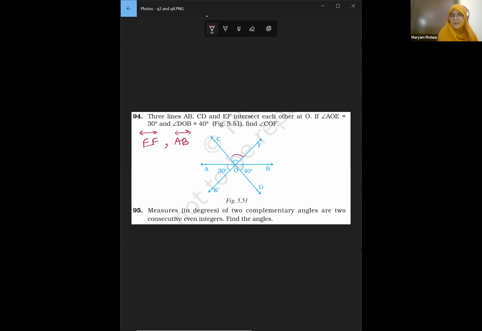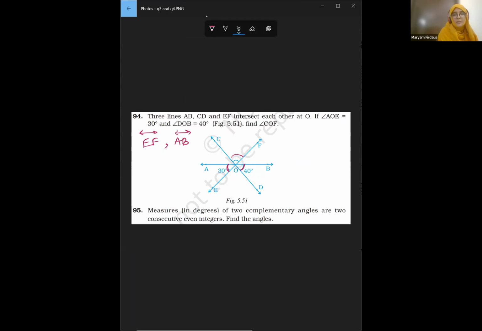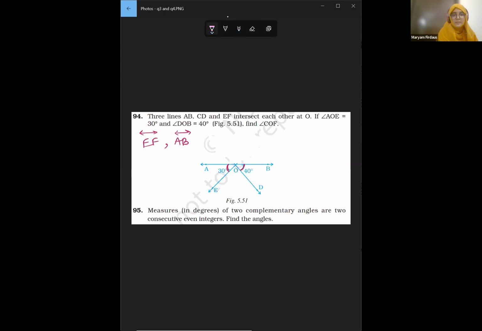To find angle COF, one thing that we can do is, now pay close attention. If you want, you can zoom in. See, this is 30, this is 40. Now, if you just forget about everything and just look at these three, can you see three angles now? Yeah. Now, can you tell me what you think this third angle will be, the middle angle? What do you think it will be?